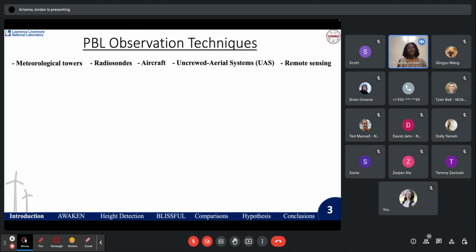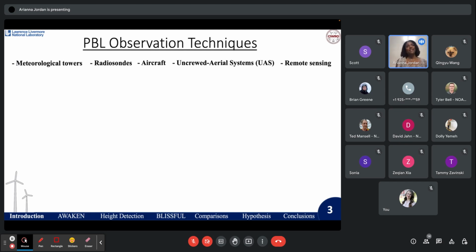So with that in mind, let's talk about some of the methods that we can use to observe the boundary layer in general. You could do so with meteorological towers that have instruments on them, radiosondes, aircraft, and uncrewed aerial systems such as drones.